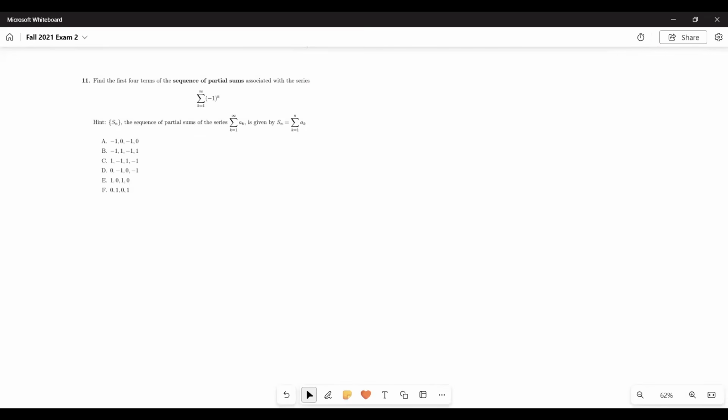This question has to find the first four terms of the sequence. It's not a series, it's a sequence. So okay, this is k equals 1 to infinity of negative 1 to the k. The first term in our case is 1, so k equals 1. For k equals 1, negative 1 to the 1 is just negative 1.